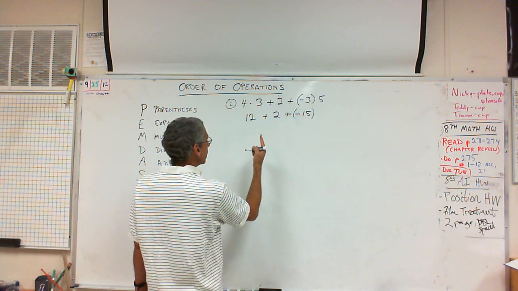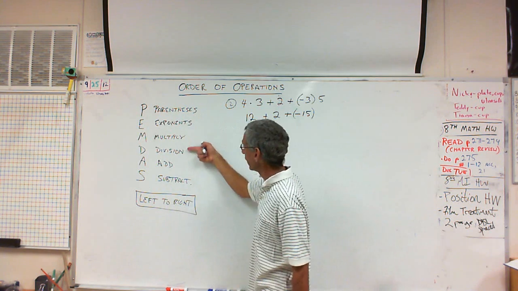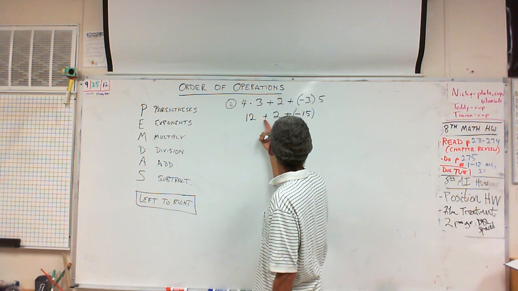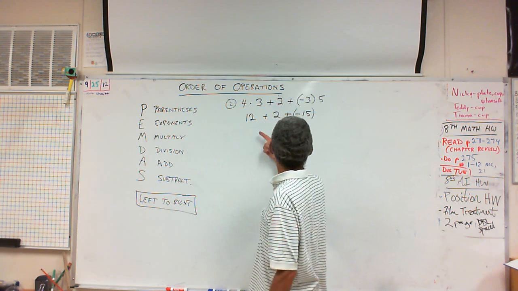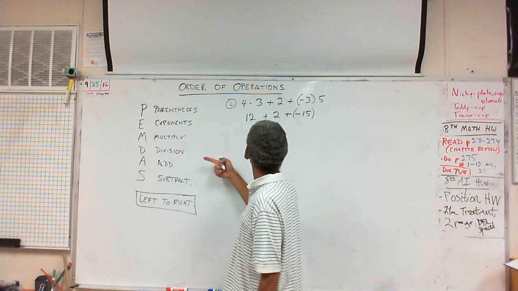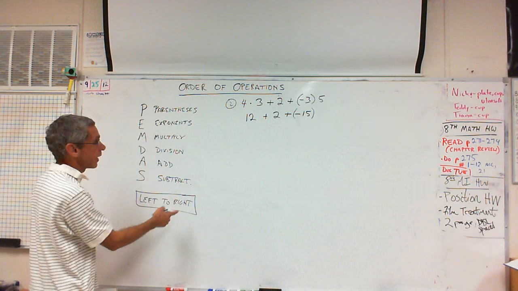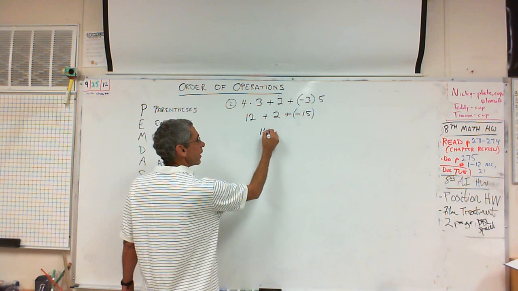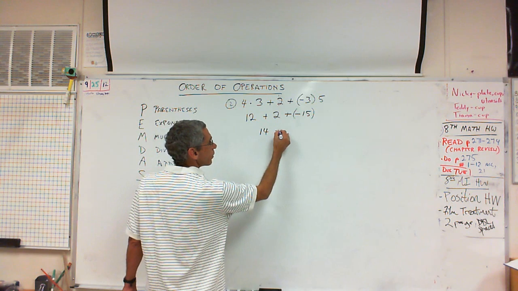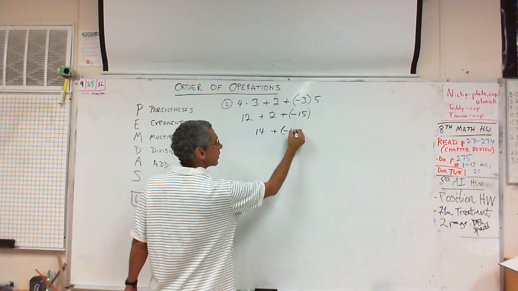So now I've done my multiply. Is there any division? I've got a plus and a negative. There's no division, right? Is there any addition? Yes! Okay, and I've got to go from left to right. So 12 plus 2 is what? 14. All right, so we'll simplify it, 14. And then I've got plus a negative 15.